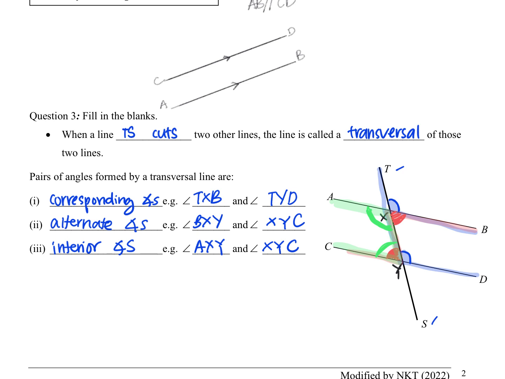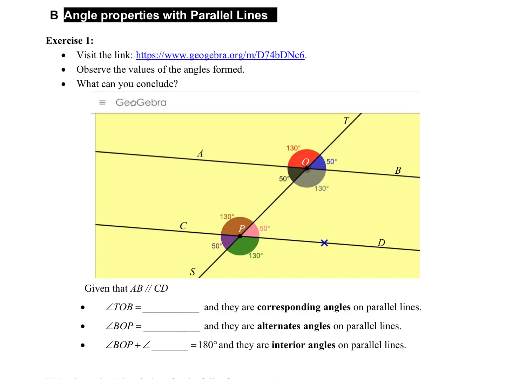Now, knowing this type of angles, let's move on to explore the different properties of these angles. In the next part of the lesson, we will explore some properties of the transversal and parallel lines. We already know that a transversal line cuts the pair of parallel lines, and they can form corresponding angles, alternate angles, and interior angles. But if they cut specifically a pair of parallel lines, there are certain angle properties that come along with it.